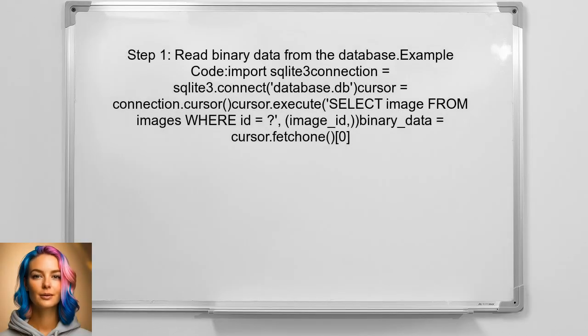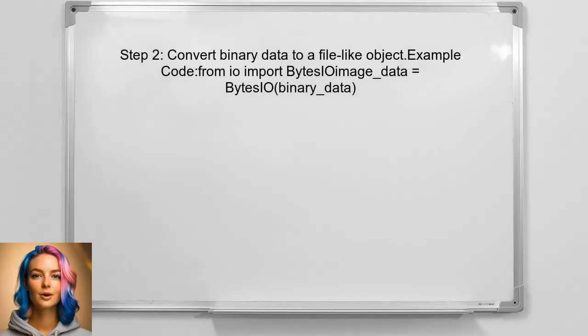To decode a JPEG image from memory, the user first needs to read the binary data from the database. This can be done using a database library in Python, such as SQLite or MySQL. Next, the user should convert the binary data into a format that can be processed. This involves using the BytesIO class from the io module to create a file-like object from the binary data.